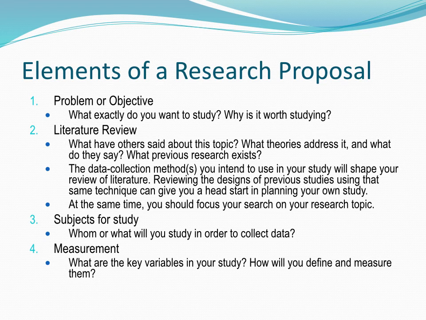The first element that the book discusses is the problem or objective. What exactly do you want to study? Why is it worth studying? Next is literature review. What have others said about this topic? What theories address it and what do they say? What previous research exists? As I mentioned earlier, you will need to come up with subjects for study. Whom or what will you study in order to collect data? You will also determine what the key variables are in your study and how you will define and measure them.